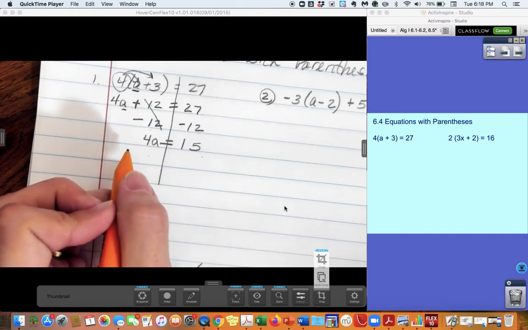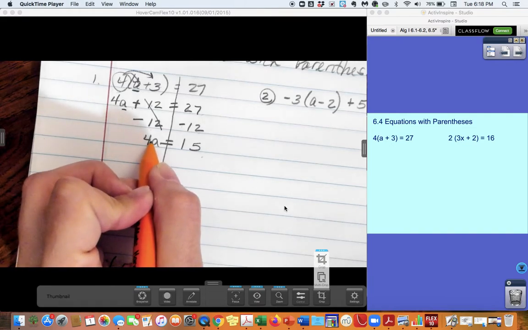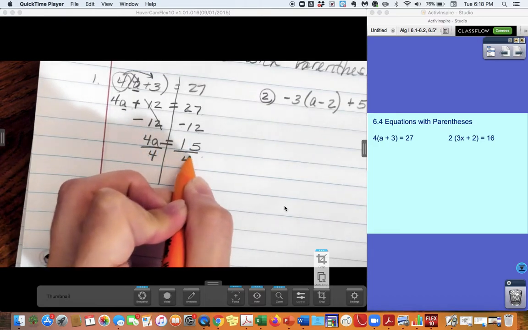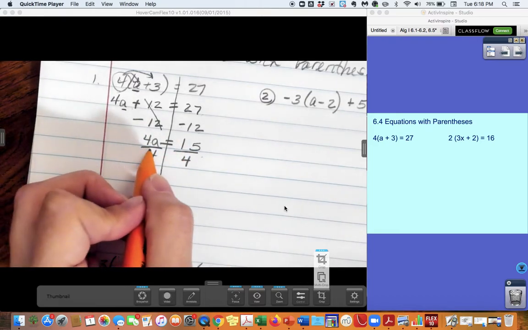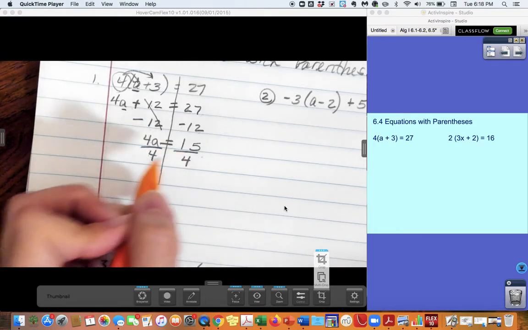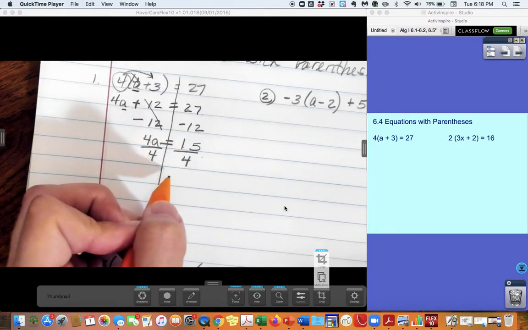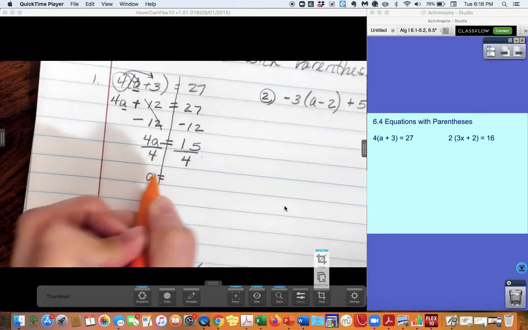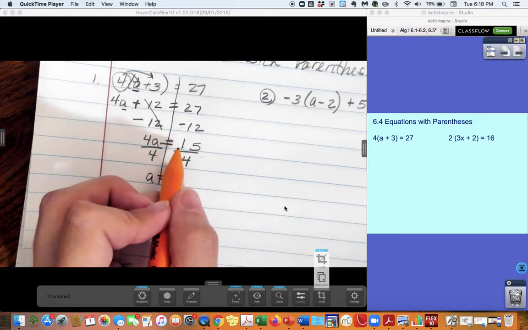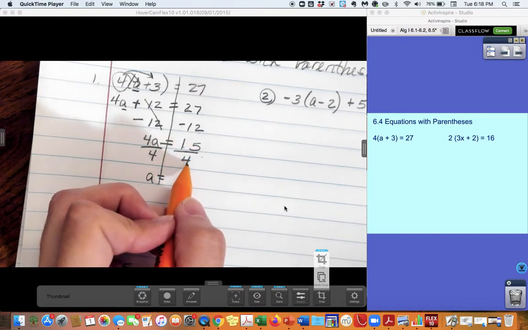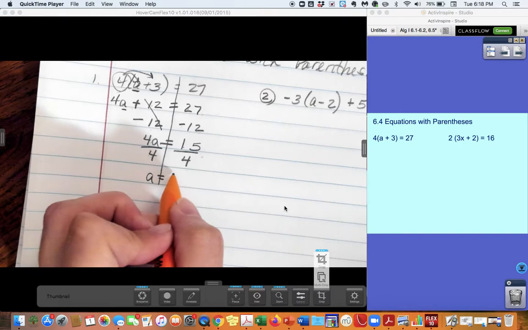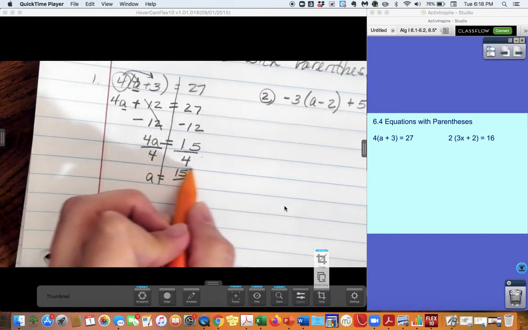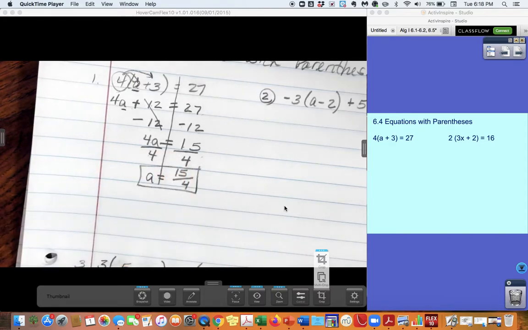Okay, one last step. I have A multiplied times 4, so I need to divide both sides by 4. I purposely want to show that division bar because I need it to click in my mind that I'm dividing. I don't want to think that I'm adding. I need to know when I look at it, oh, that's division. I cannot divide 4 into 15 without getting decimals, so I'm going to leave it as the fraction 15 over 4. So that is my answer. It doesn't go smaller than that.